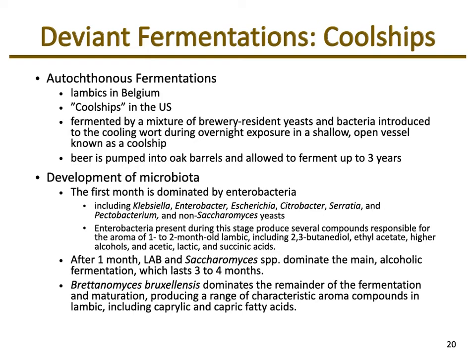So usually in the first month, enterobacteria are actually dominant. They're going to undergo fermentation and produce a number of different factors, so there are high amounts of alcohol, acetic acid, and lactic acid. But after about a month, we start to get some of those lactic acid bacteria and Saccharomyces present. They start to take over the microbes that are present there, so they can undergo the alcohol fermentation. Depending upon how much sugar is present, they usually dominate for 3 to 4 months.